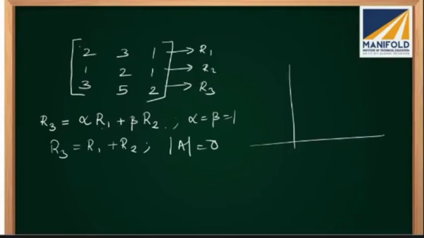That happens when one of the columns can be written as a linear combination of the other two columns, or one of the rows. Both are the same, A and A transpose. If I say A, that is applicable to A transpose also, because the determinant of A and the determinant of A transpose are the same, correct? So in that case, if you have any column which can be written as a combination of the other two, then naturally the determinant is going to be 0.